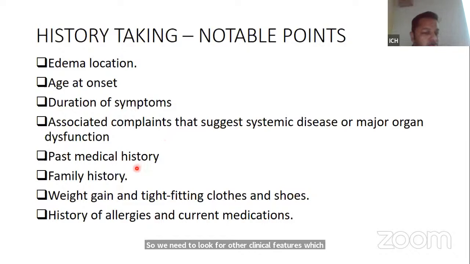Past medical history is also important along with family history. Sometimes the patient cannot give the history of generalized swelling, but we need to ask about any history of weight gain or tight fitting clothes and any history of allergies and current medication.